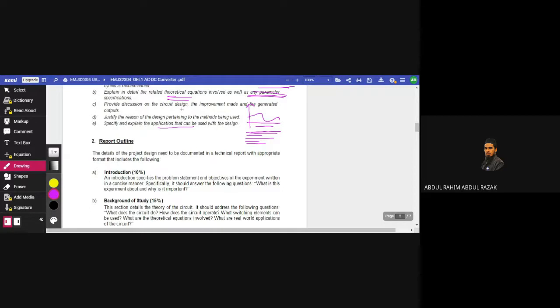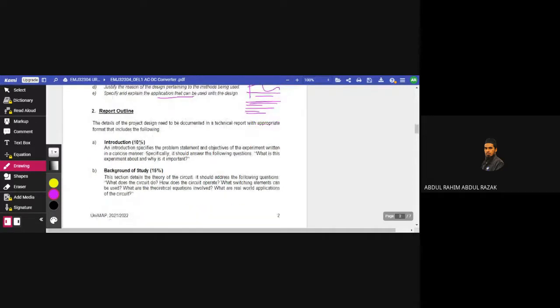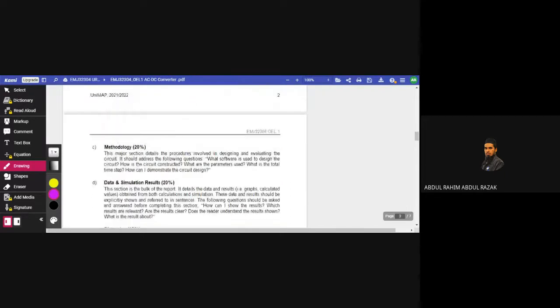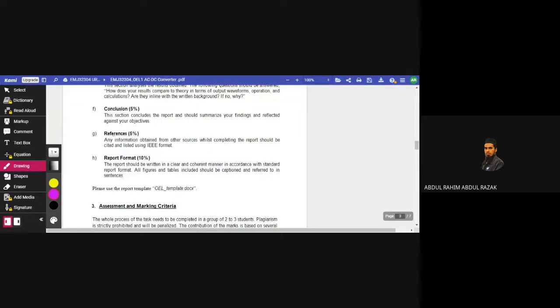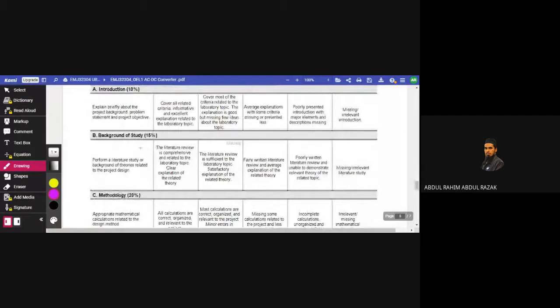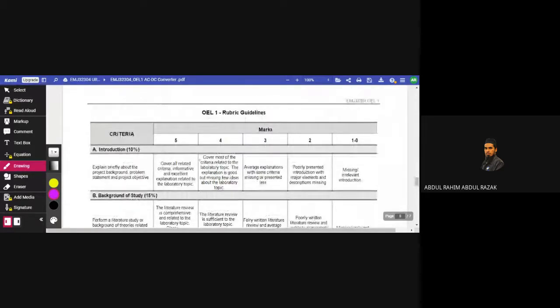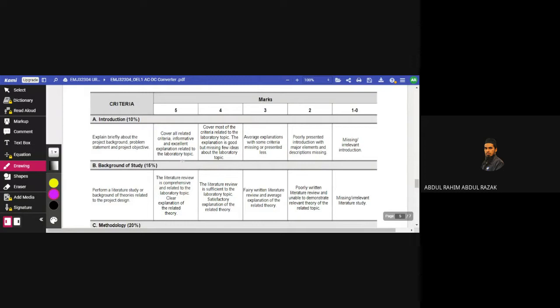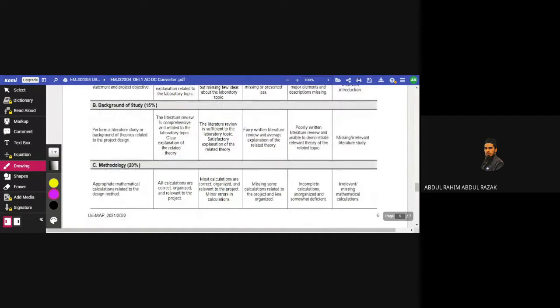So in your report outline, this is the percentage of marks that you've been given. Just state the heading of your chapters using these keywords: introduction, background of study, methodology, data simulation, discussion, conclusion, and reference. The rubric is given here to get the most out of your introduction. You have to cover all the criteria information related to the converter here and explain what your converter is all about and how it behaves, generates, and whether it is going to step up or step down the incoming voltage to your load. For the background of the study, you have to do some literature review, a comparison between the devices that are capable of being used inside the converters. So it concludes with what kind of device you want to use for your design.